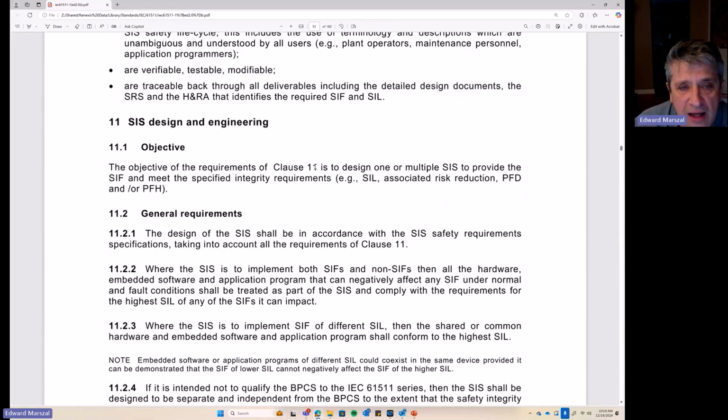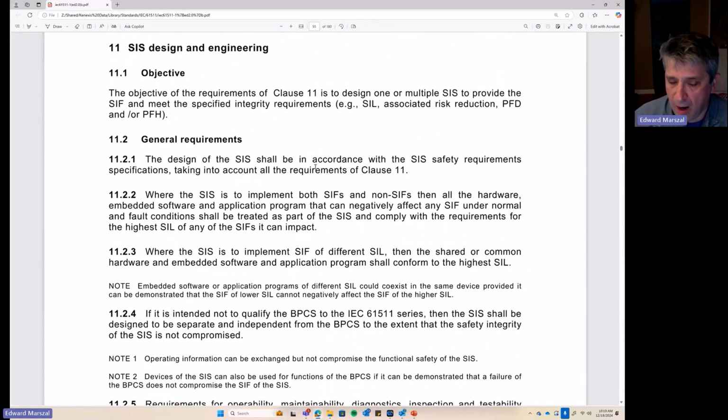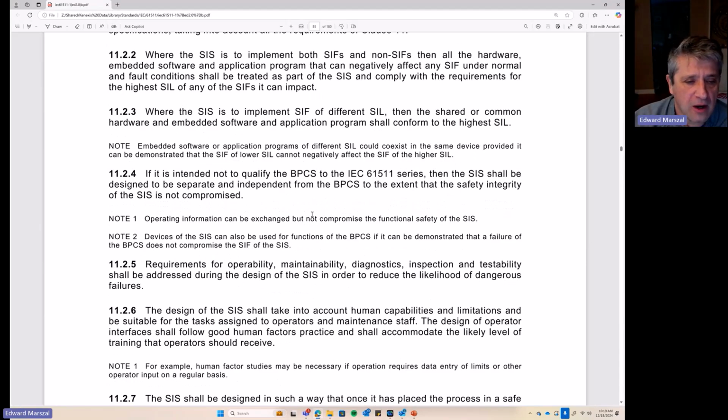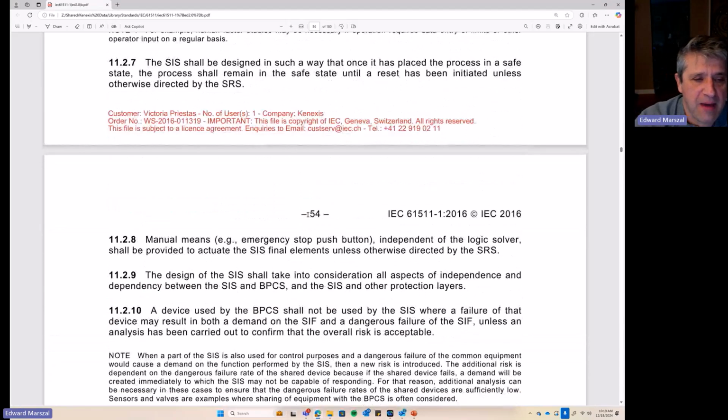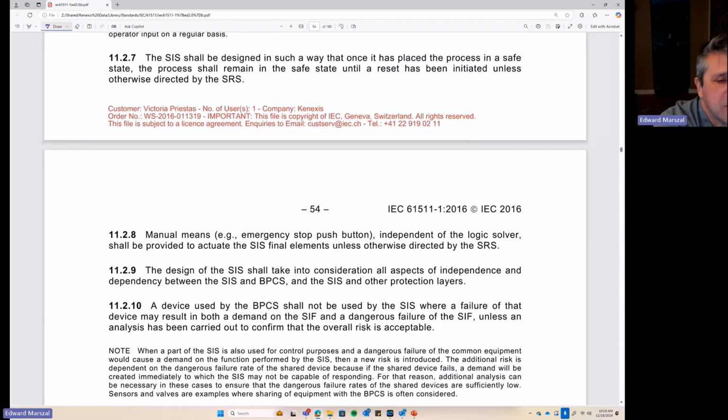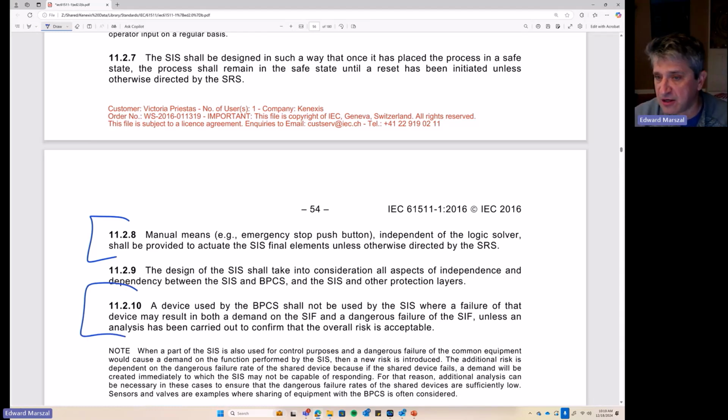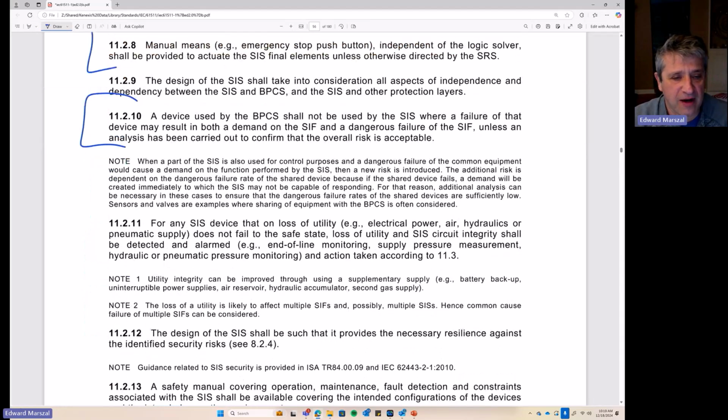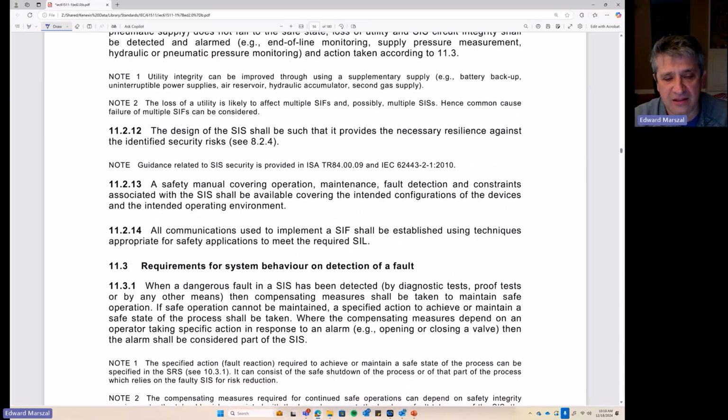As anyone who's taken a training class with me knows, clause 11 is my favorite. It has a lot of the prescriptive cookbook requirements for how to design your safety instrumented system. So things like manual means to bring a safety instrumented function to its safe state. This clause has nothing to do with achieving the SIL target. Clause 11.2.10 talks about shared devices and provides requirements there.